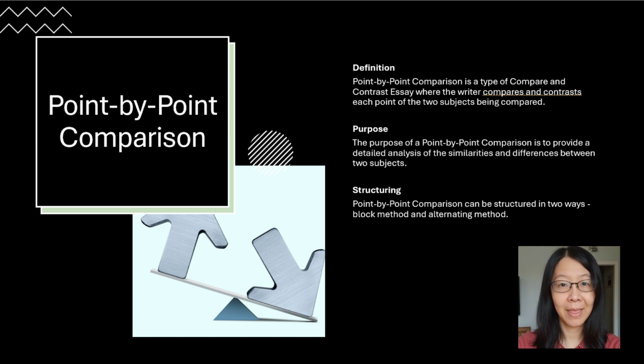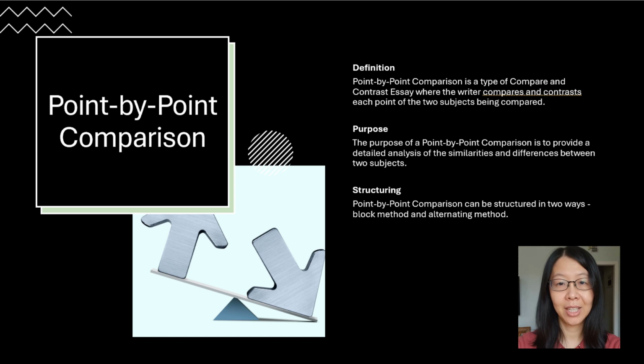The beauty of this method is that it provides clarity in showing the parallels and distinctions between the subjects, which enhances the overall argument. There are typically two structured approaches to this method. The first is the standard alternating method. Here, you would dedicate each paragraph to discuss one aspect, alternating between the two subjects. For example, you would analyze the cost of one subject, followed by the cost of the other.